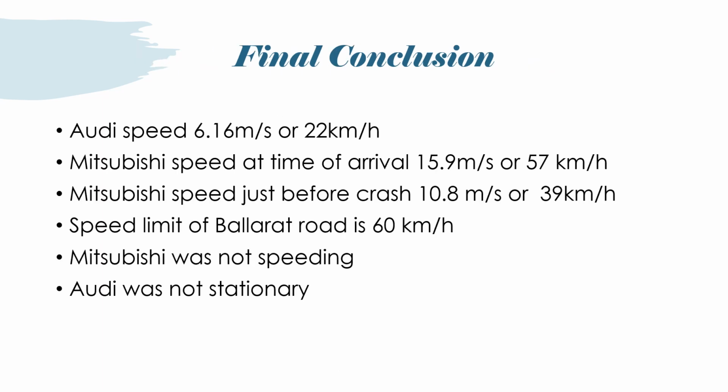Conclusion, the speed of the Audi was 22 kilometers per hour, and the Mitsubishi speed at arrival was 57 kilometers per hour, which was reduced to 39 kilometers per hour after braking. The Barra Road allocated speed limit is 60 kilometers per hour, therefore proving that the Mitsubishi was not speeding and that the Audi was not stationary, causing the accident to occur.